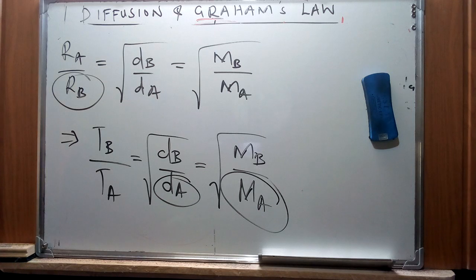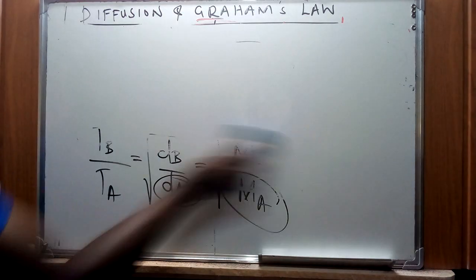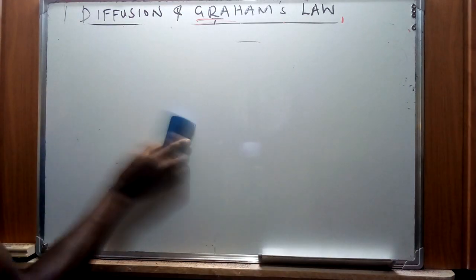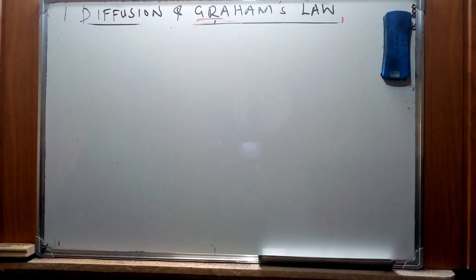So this basically encompasses the concept of diffusion and Graham's law, and we're going to illustrate this using a specific example on the board. So I'm just going to do away with this so that we can look at a sample question and try to apply what we have discussed and find a solution for that.